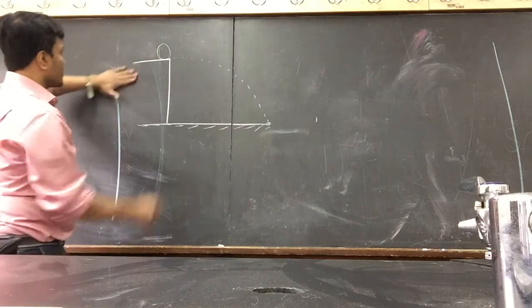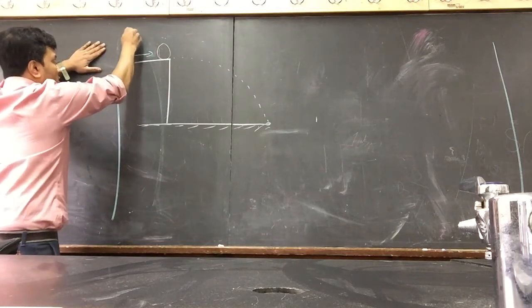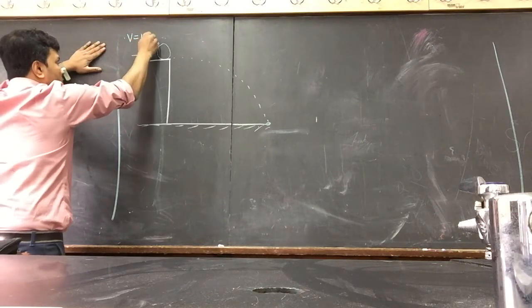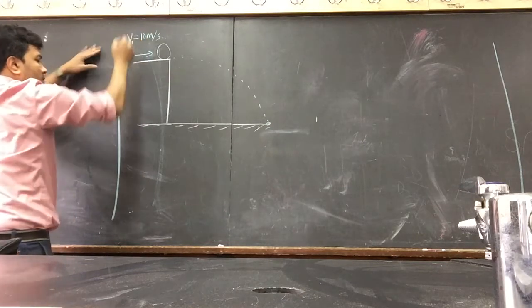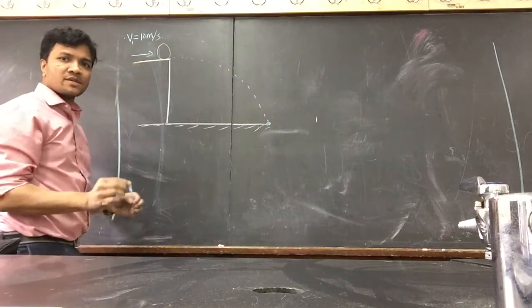So the initial velocity is 10 meters per second. And let's say this is 20 meters tall.